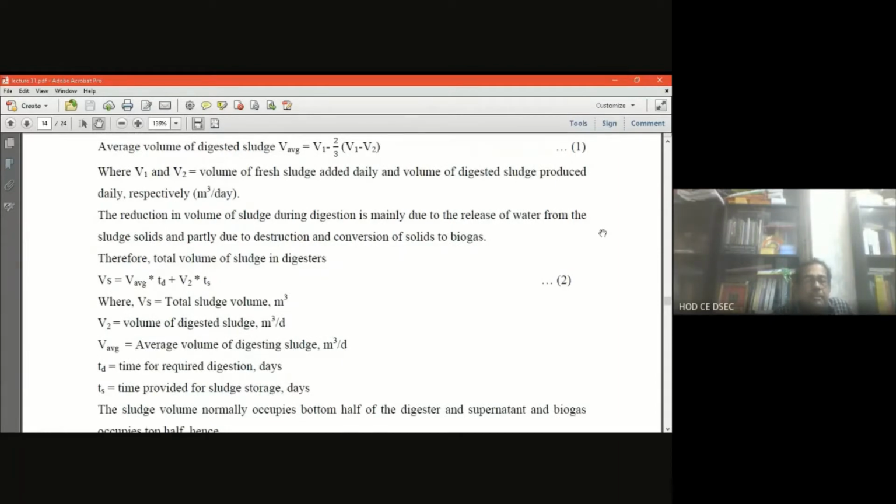That means, again I am telling, this is a very sensitive part you have to keep in mind for solving the numerical sum. Now Vs is the total sludge volume in meter cube. V2 is the volume of digested sludge in meter cube per day. That means V2 is multiplied by what? Ts. What is Ts? Ts is the time provided for sludge storage. After sludge digestion, the sludge storage takes place. So V2 means the volume of the sludge digested, and Ts the time provided for sludge storage. So volume into T will give, in meter cube, the digested sludge.